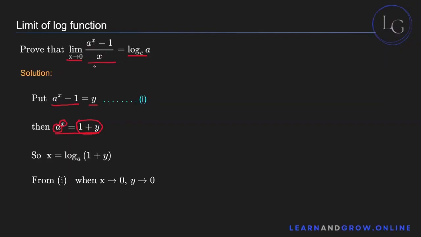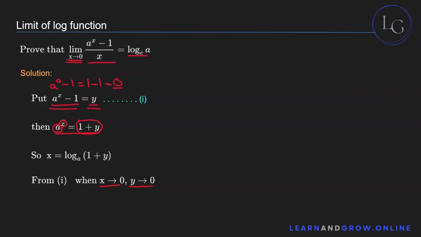So a to the power x over here becomes 1 plus y, for example. But now that you're writing all of this expression in terms of y, you need the limit to be in terms of y as well. So when x approaches 0, what does y approach? It approaches 0. How do you know that? Look at this, right? When x approaches 0 over here, that means a to the power x becomes a to the power 0 minus 1. And that's just 1 minus 1, which is equal to 0, right? So as x approaches 0, y also approaches 0.